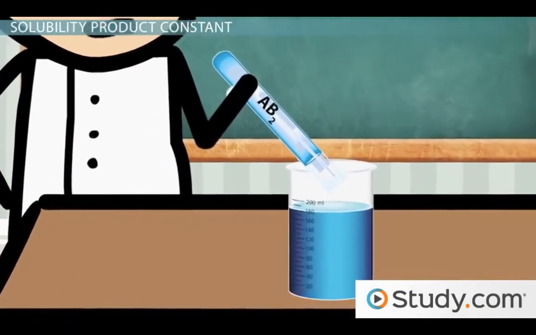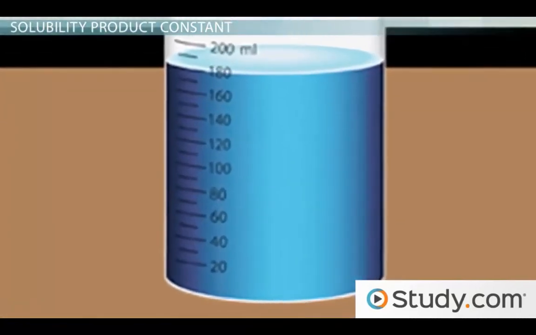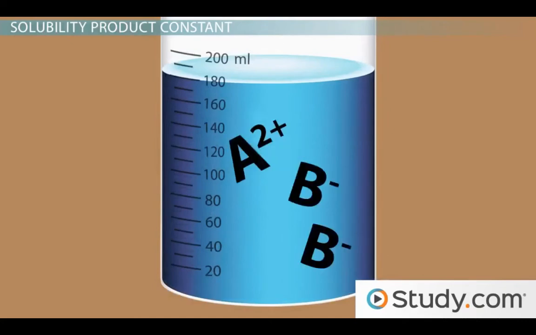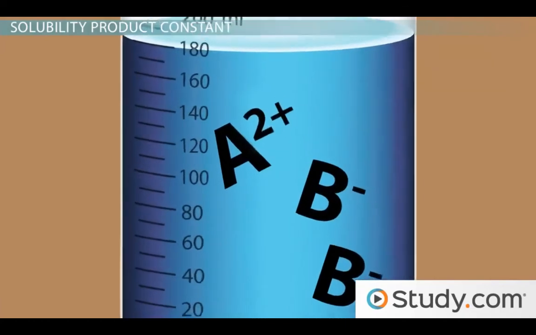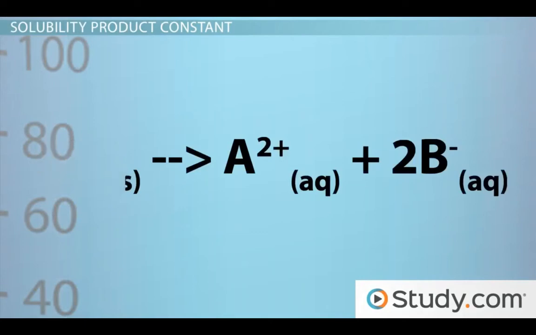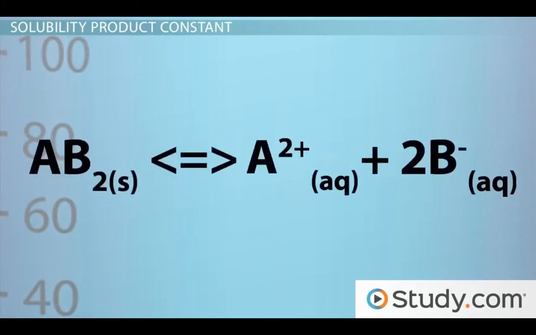For any compound that goes into solution, we know that it will break down into its constituent ions. For example, if we put compound AB2 into water, it will break into one A2+ ion and two B- ions. While these ions are swimming around in solution, there is a possibility that they will collide with each other and reform into a solid. We can show the tendency of this reaction to go both forwards and backwards by using a double-headed arrow. Eventually, a dynamic equilibrium will be reached.